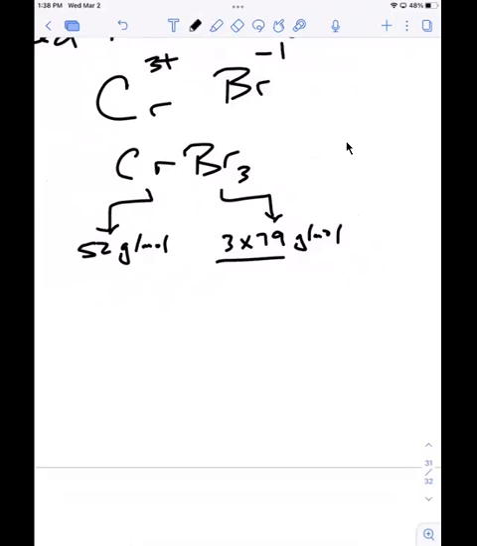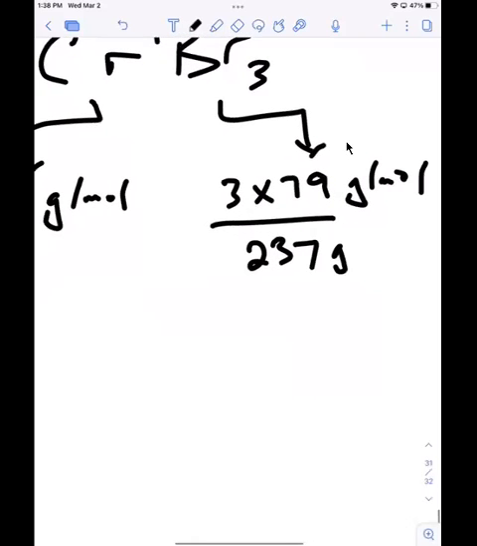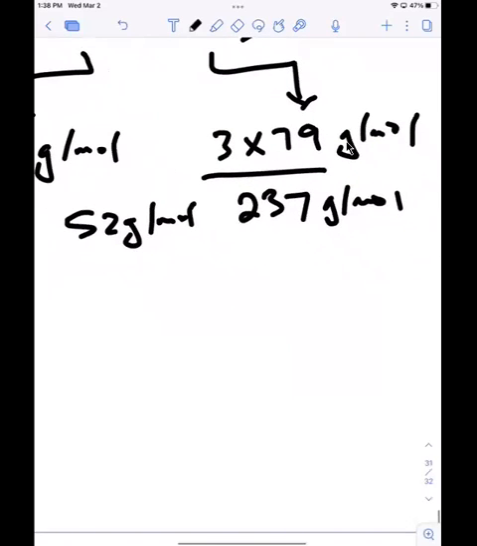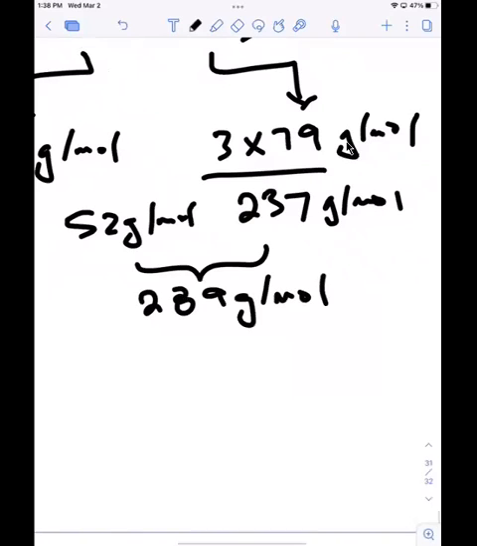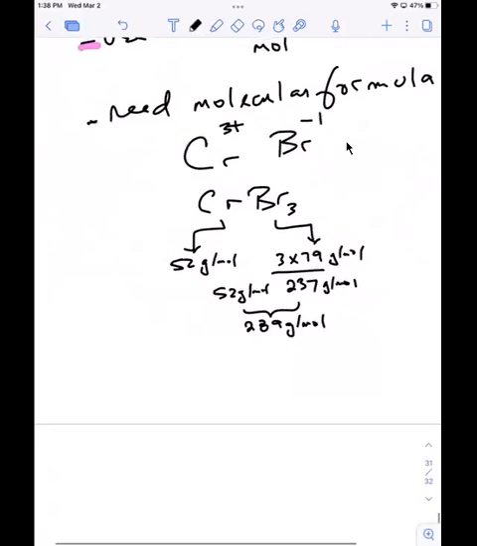So 3 times 79, what's that going to be? Close to 240. What is that? 237. So 237 grams per mole. And over here, 52 grams per mole. What is that? 289. Is that right? Yes, sir. That's the molar mass of chromium 3 bromide. All right, so we're good to go now.